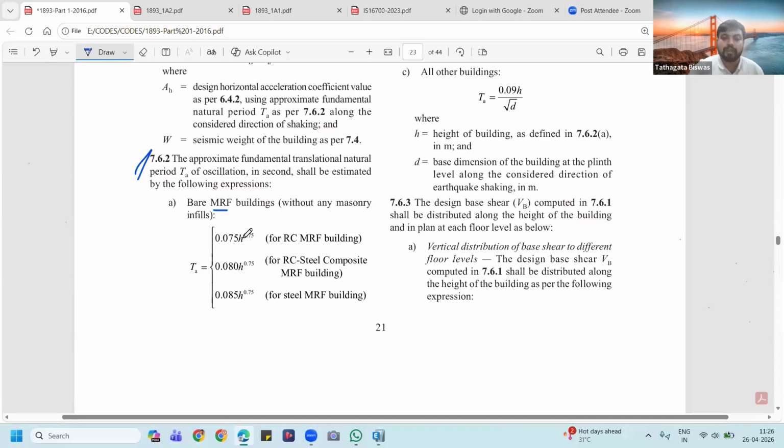Okay, so if it is an RCMRF, meaning an RCC structure with the glass facade, in that case, what time period should you use? 0.075 h to the power 0.75. Now, if there is steel and RCC also, it is a composite structure, or composite columns are there. In that case, you need to use 0.08 h to the power 0.7. If it is a pure steel MRF structure, a steel building with glass facade, in that case, you can use 0.085 h to the power 0.75, right?